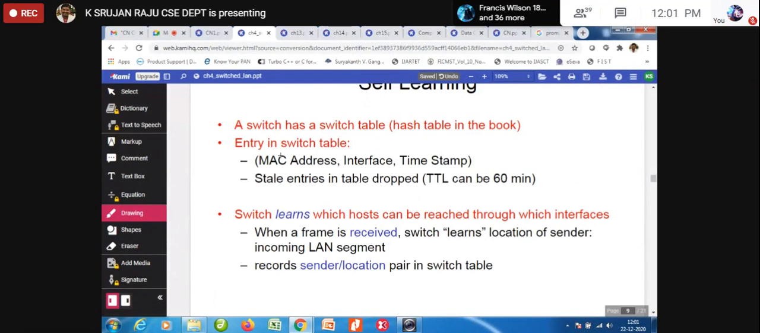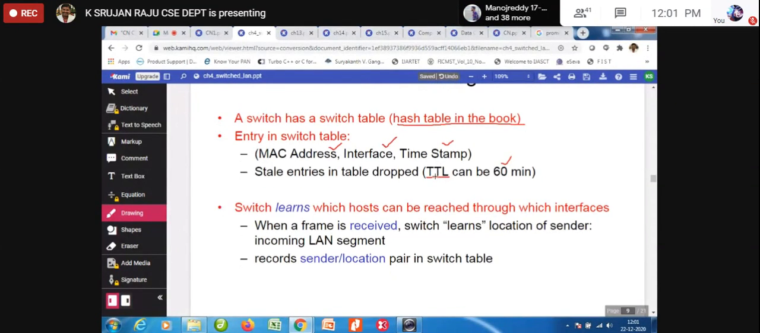A switch has a switch table, which is a hash table, as I mentioned just now. The entries in the switch table are the MAC address, the interface and the timestamp. Stale entries in the table are dropped, and the TTL can be 60 minutes. TTL is nothing but time to live. You can verify and construct it, and we will come back to that in the practical, the time to live fields.